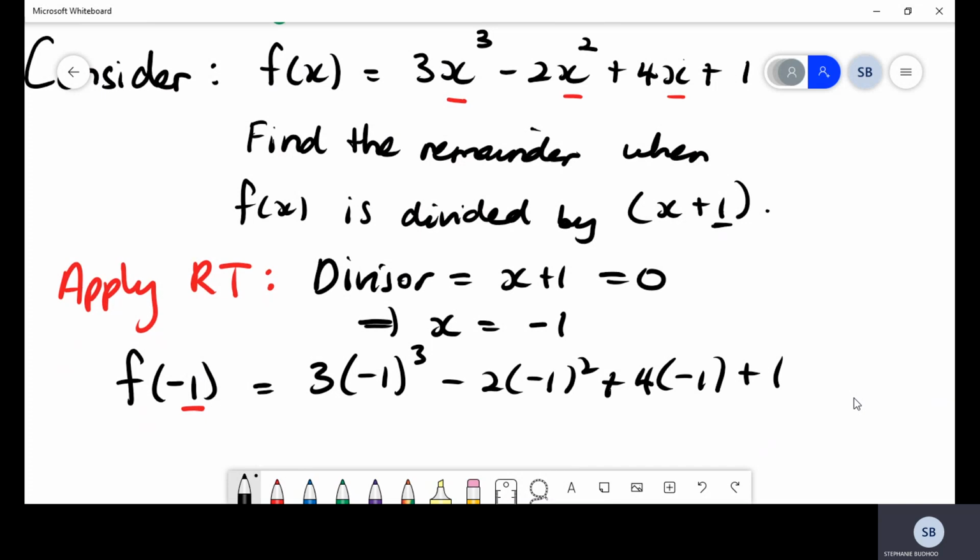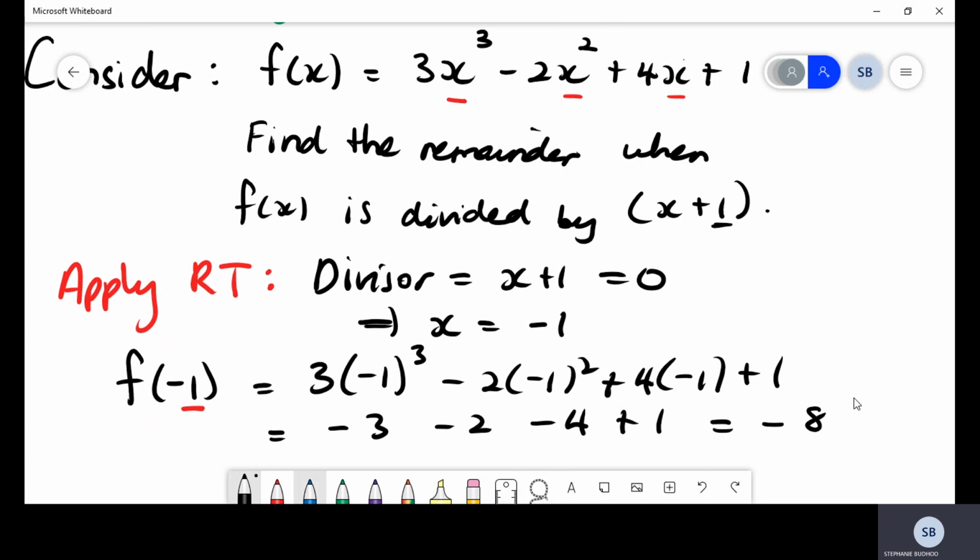Now, if you were to plug this into your calculator, I'll do it on screen. When you are cubing a negative number, it's negative. When you are squaring a negative number, it's positive. So -1 squared, that's +1. And 4 times -1 and plus 1. That gives us -3 subtract 2, that's -5, subtract 4, that's -9, plus 1, that's -8. So that's our remainder when we apply the remainder theorem.